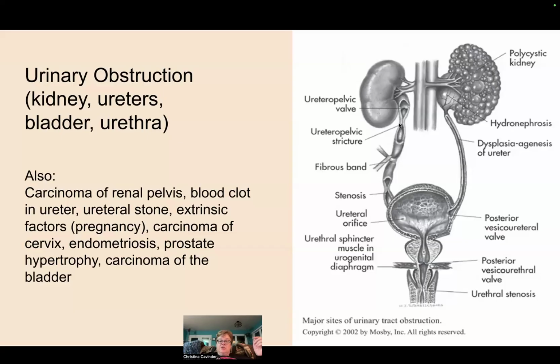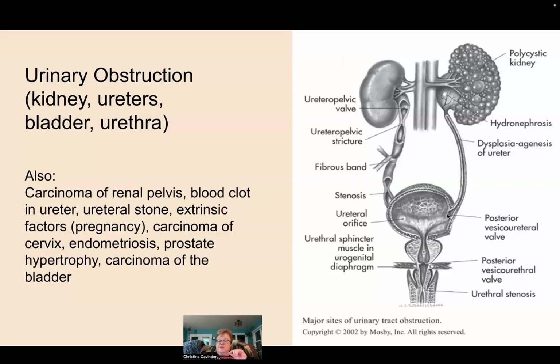You could have a stricture, just a narrowing area of the ureters, a fibrous band that's wrapped around the ureters, stenosis. So stenosis is tough. It's not elastic, so it doesn't expand as the fluid comes out. So it causes a narrowing. You could have a problem at the ureteral orifice. That's where the ureters are draining into the bladder.